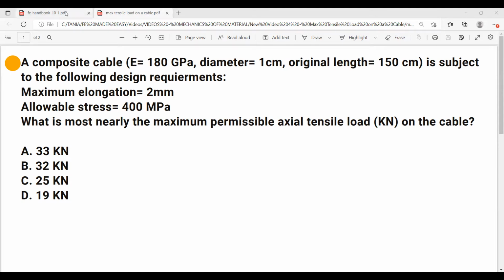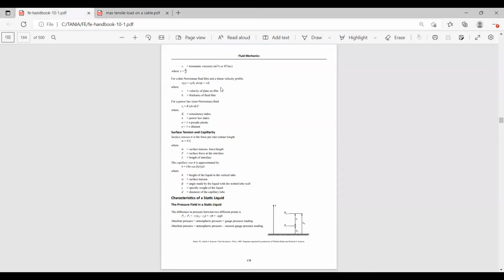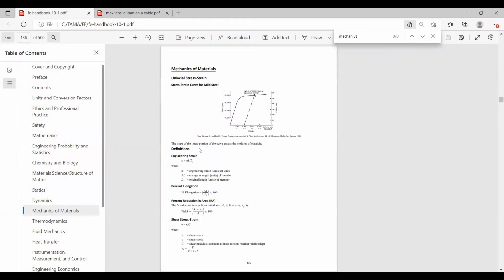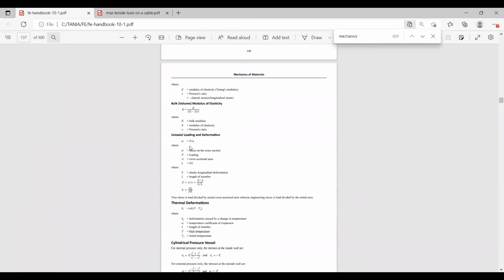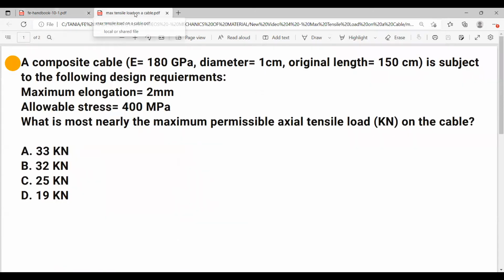I will just quickly go to the reference handbook, mechanics of materials, and just kind of want to show you where you can get these formulas in case you're not familiar. So this is the stress formula, and this is the elastic longitudinal deformation. And these are the formulas we are going to use. So first, let's start with the allowable stress.